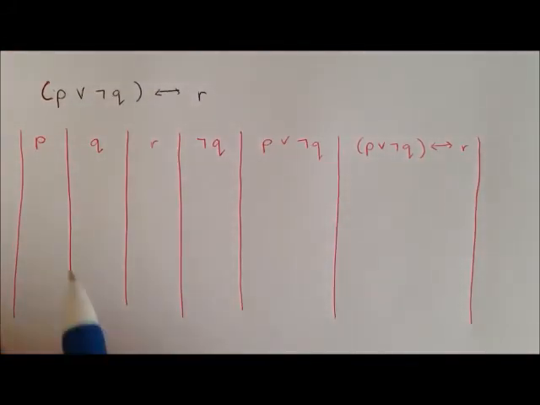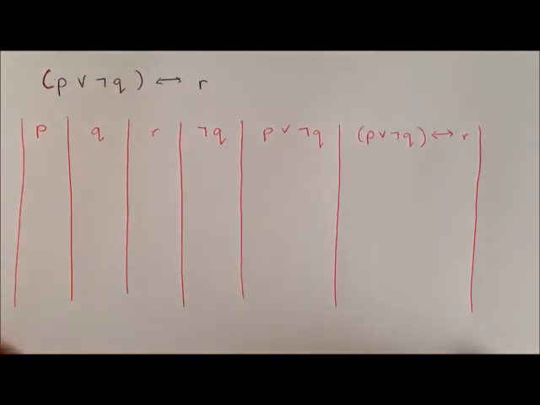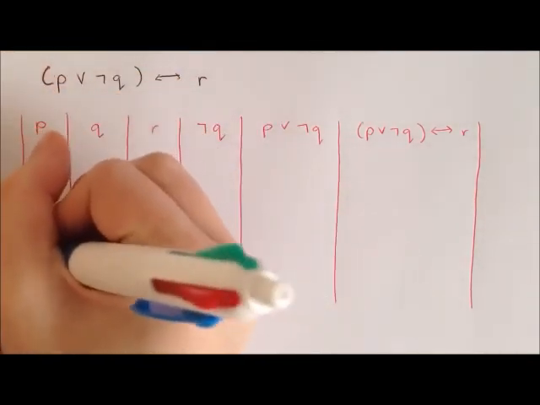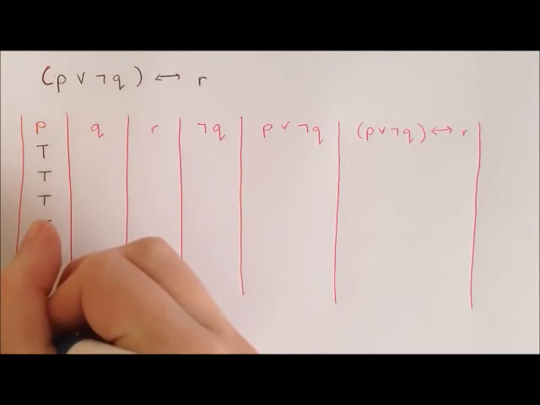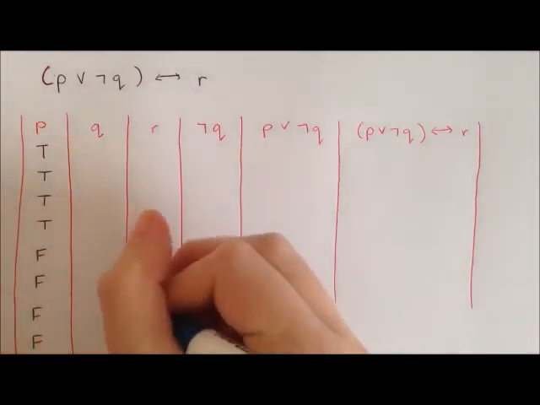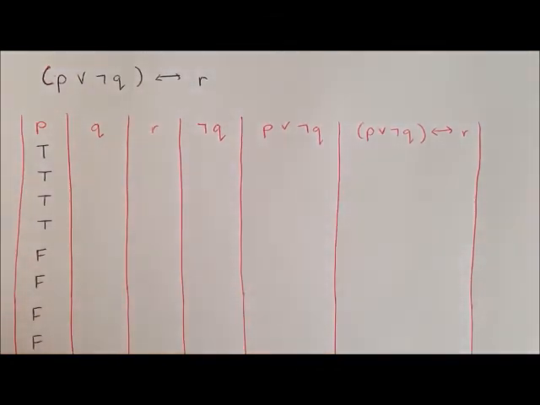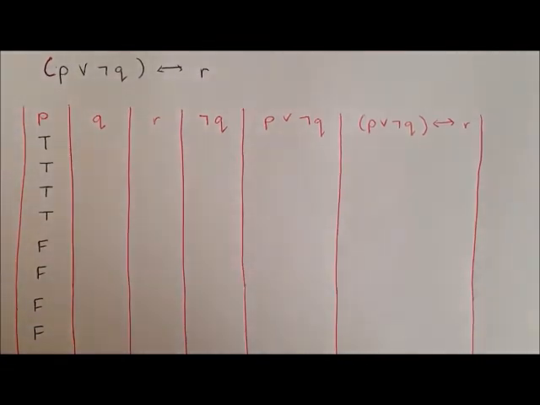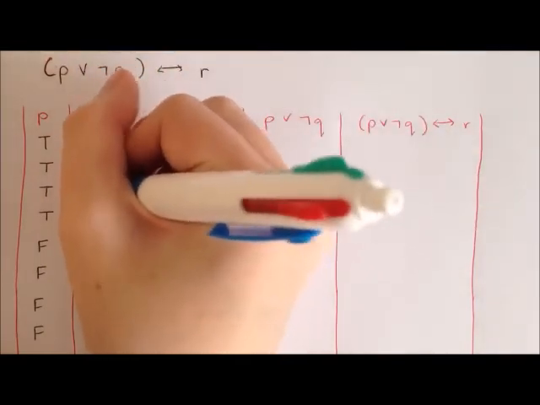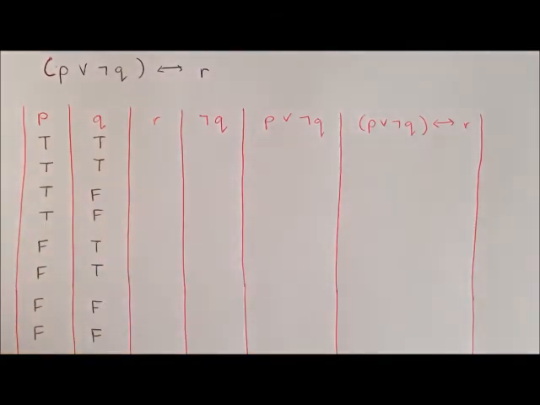Okay, so this time, now that we've got 3 different letters, we want a few more trues and falses in the starting column. So we go true, true, true, true, false, false, false, and false. Got to make my columns a little bigger. Okay. And now, so we've got 4 and 4, so now we want 2 and 2. True, true, false, false, true, true, false, false.